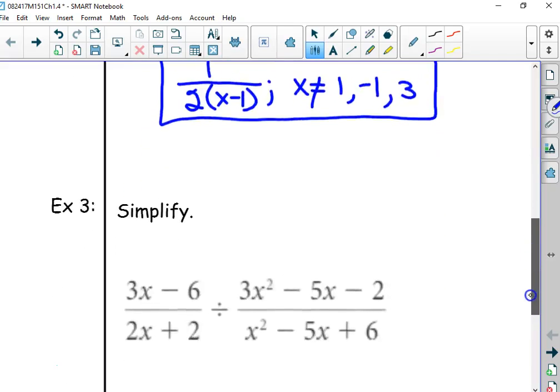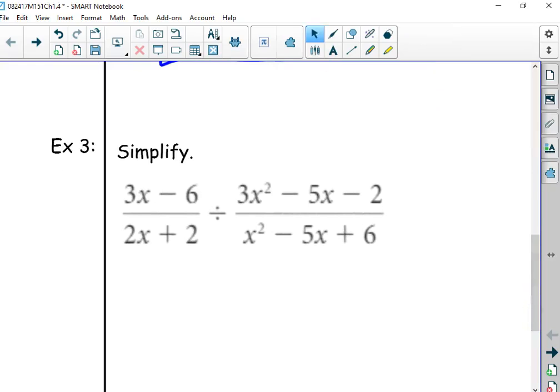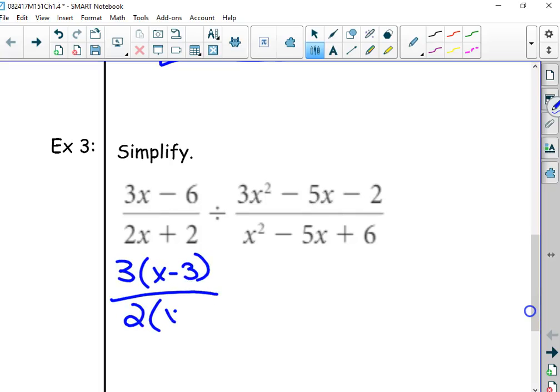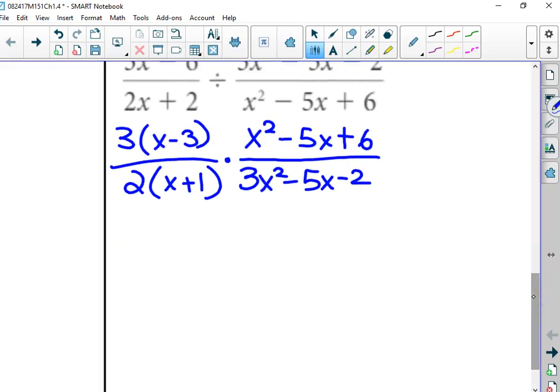Let's try the next one. This is the same idea, but we have to flip that second fraction to do the division step. So I'm going to do a little factoring here on that first fraction. And all I'm going to do is simply flip the second fraction. You know, you can flip and factor in the same step if you're comfortable with that. Me, not so much. Okay, so just rewrite.